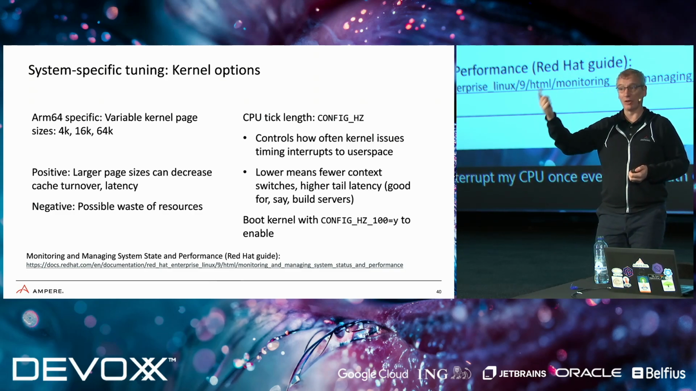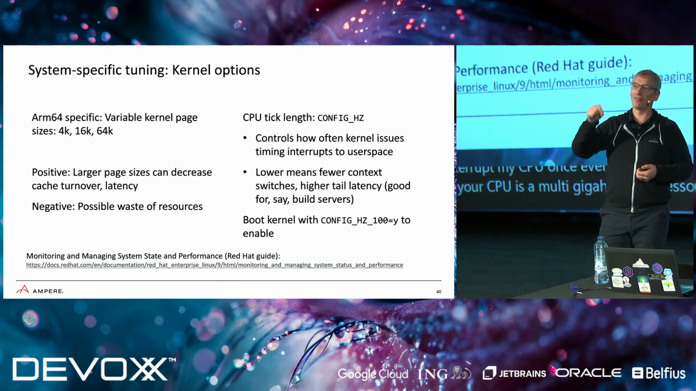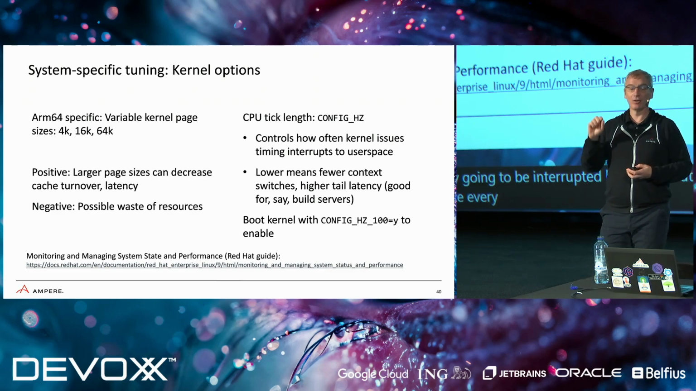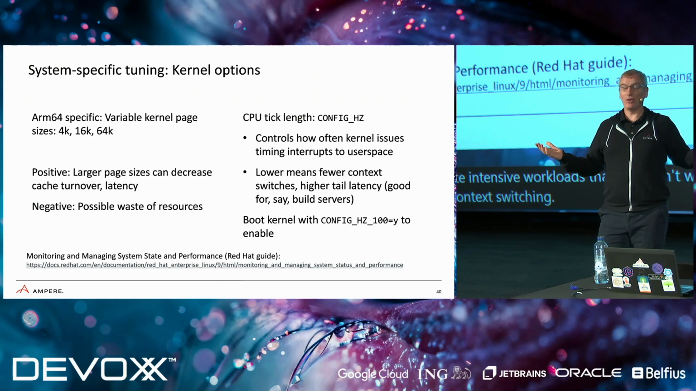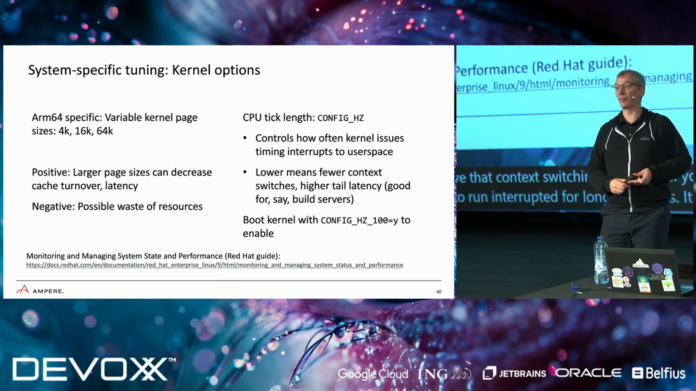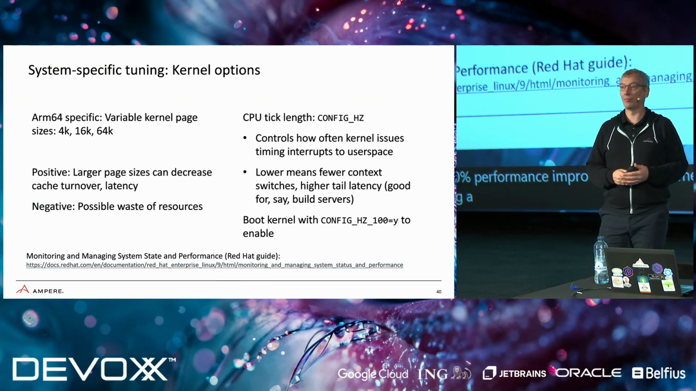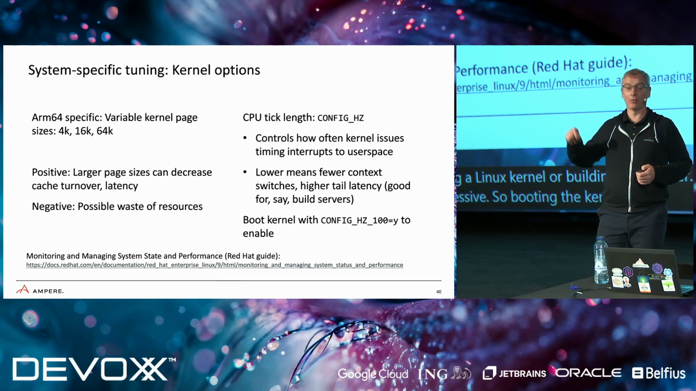So your CPU is a multi-gigahertz processor, right? But it's only going to be interrupted by the operating system once every 100th of a second. What that does for something like a build server, where you've got compute-intensive workloads that you don't want to have that context switching, is give you the ability to run uninterrupted for longer periods. It can be a 15 to 20% performance improvement for something like building a Linux kernel or building a compiler. It is quite impressive. So booting the kernel with config HZ 100 will improve the performance of things like your build servers.